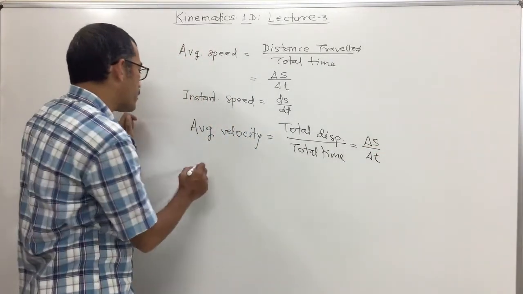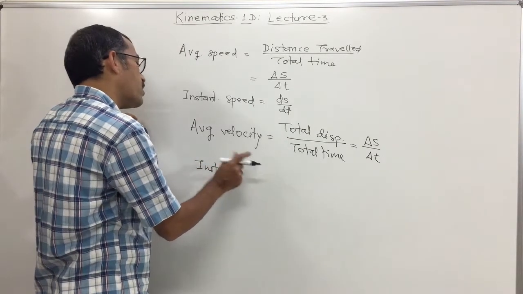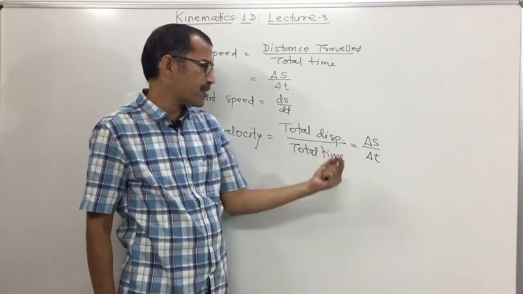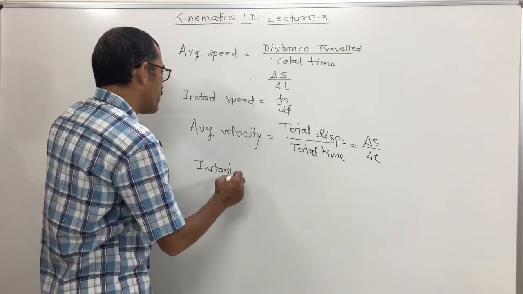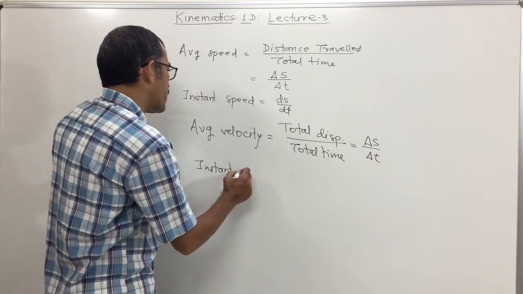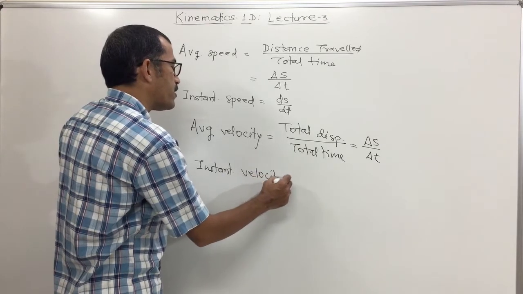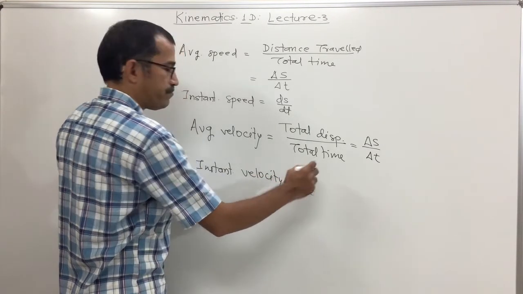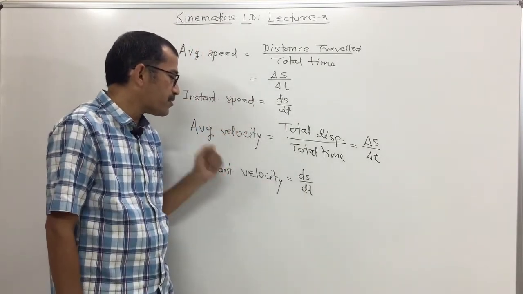And if you want to find instantaneous velocity, instantaneous means not over a period of time. This is over a period of time, maybe 5 seconds, 10 seconds, 15 seconds like this. But when this delta T tends to 0, it is very small, then what we get here is instantaneous velocity, and it is written as ds upon dt. Okay, so this one is about speed and velocity.